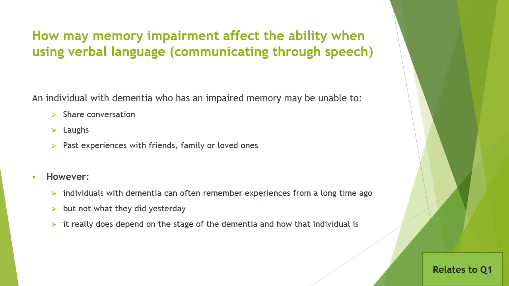So an individual with dementia who has an impaired memory may be unable to share a conversation. They may not be able to laugh. They may not remember past experiences with friends, family or loved ones. However, individuals with dementia can often remember experiences from a long time ago, but not what they did yesterday. So it really does depend on the stage of the dementia and how that individual is.